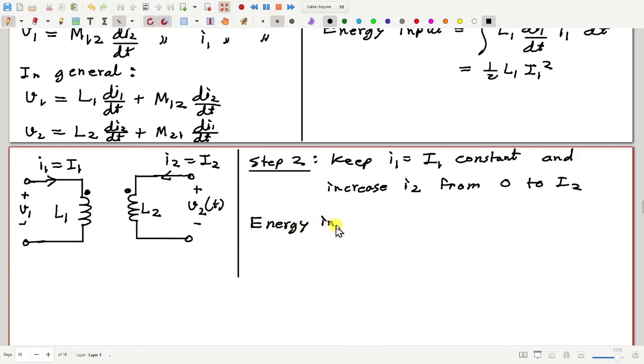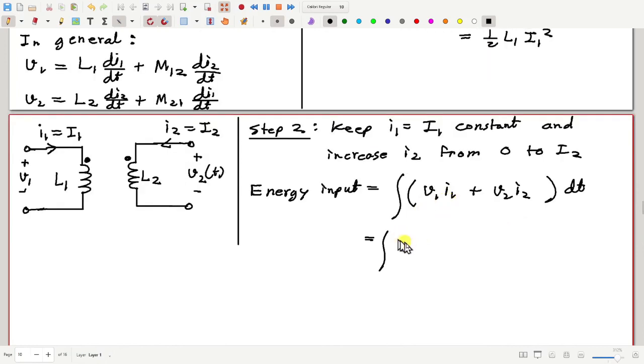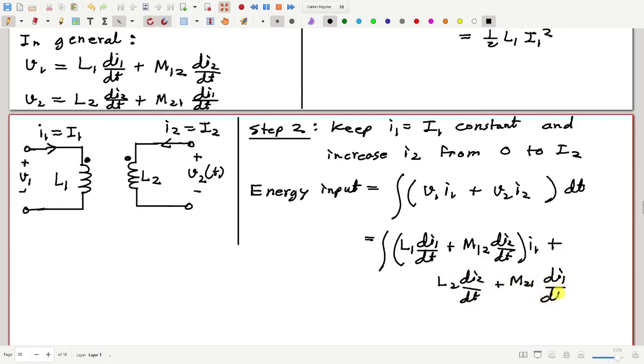So the energy input will be the integration of the power. The power is in general V1 I1 plus V2 I2. Now, how much is V1 here? V1 in this case will be L1 di1/dt, and in general it is also true to add M12 di2/dt. That's V1 multiplied by I1, plus L2 di2/dt plus M21 di1/dt, which is V2, multiplied by I2, okay, whole multiplied by dt.